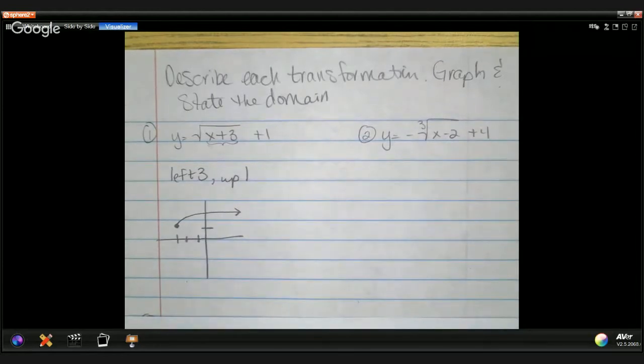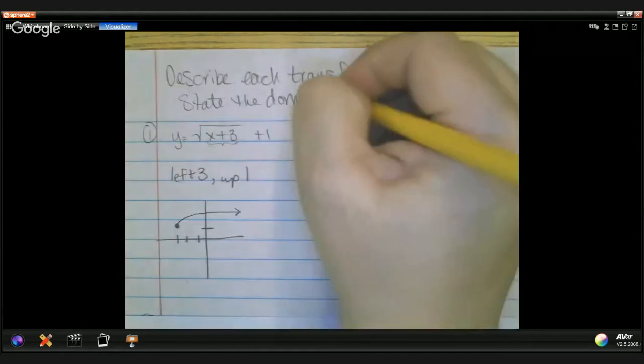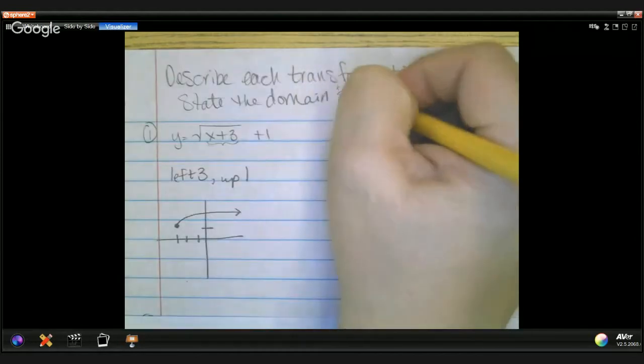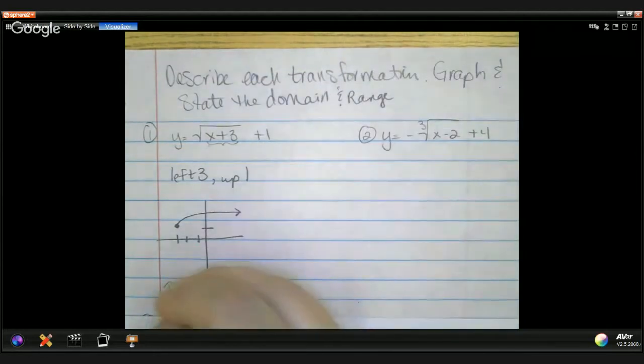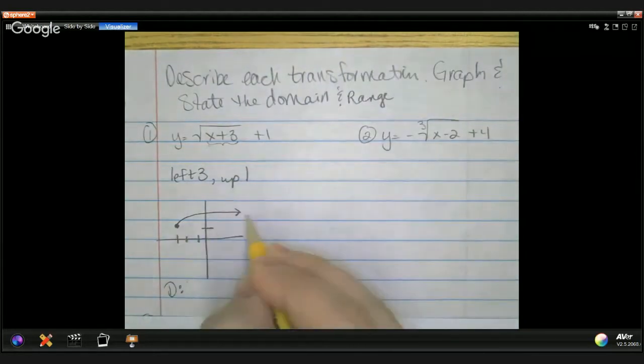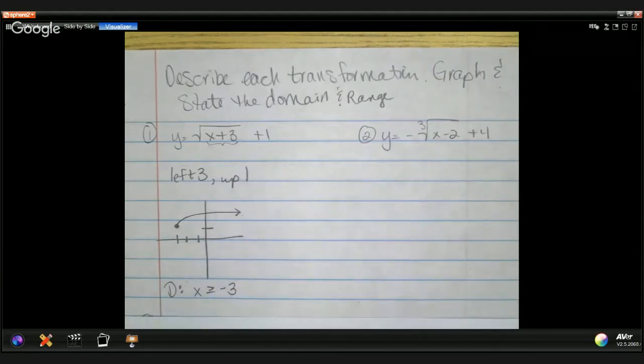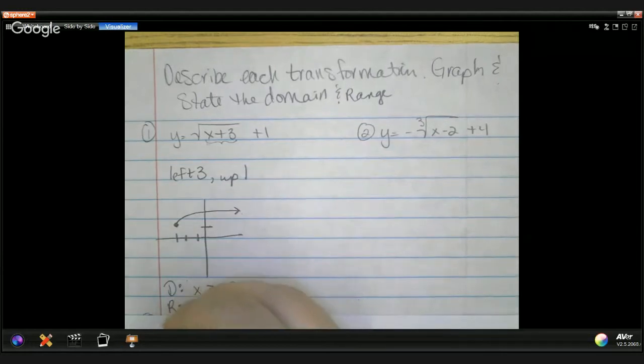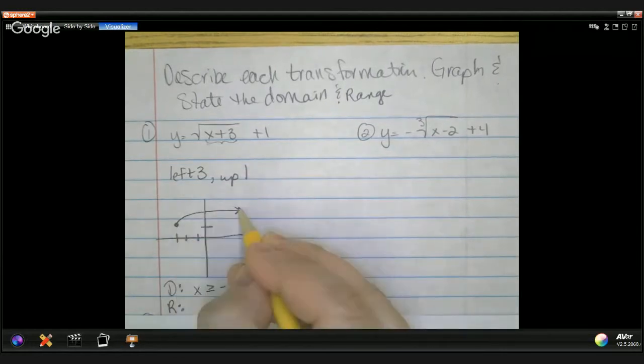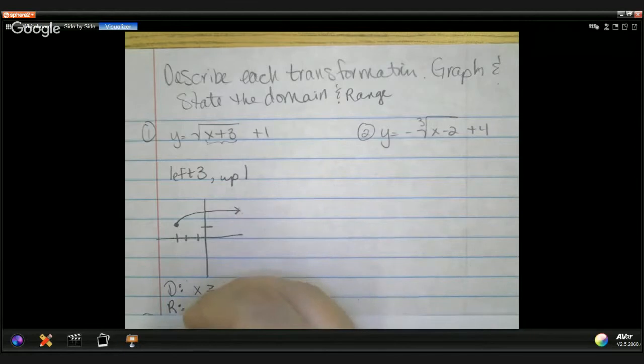Now for the domain, oh, and we want to find the domain and range. I forgot to say that. So for the domain for this one, it goes to the right of negative 3, so x is greater than negative 3. For the range, it goes up at the 1, so y is greater than 1. And that's the domain and range.